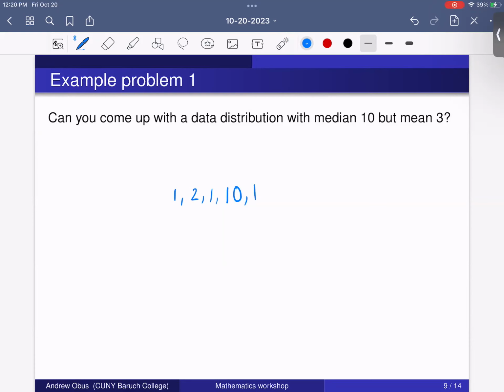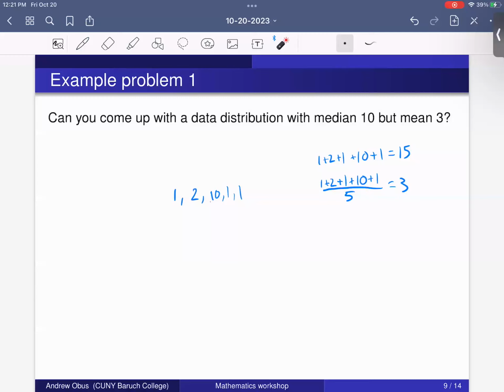Okay. So I see what you're doing here, right? So here we have 1 plus 2 plus 1 plus 10 plus 1 is equal to 15. And if we divide it by 5, the mean here is 3. So let me rearrange this so that we have a 10 and a 1 and a 1. So the mean is definitely 3.